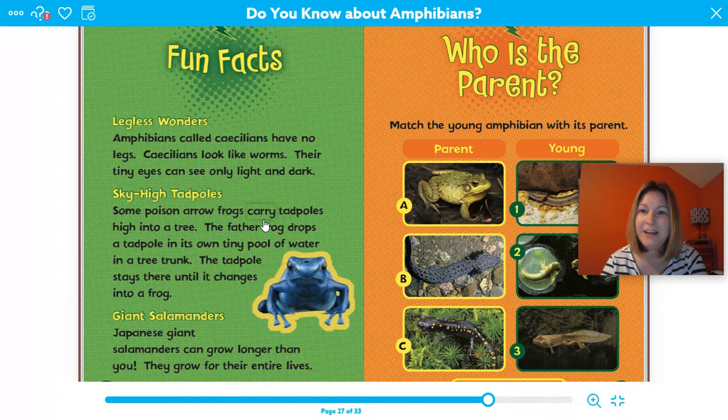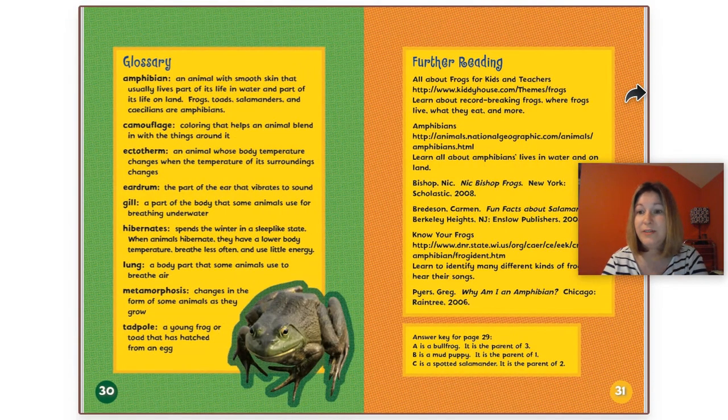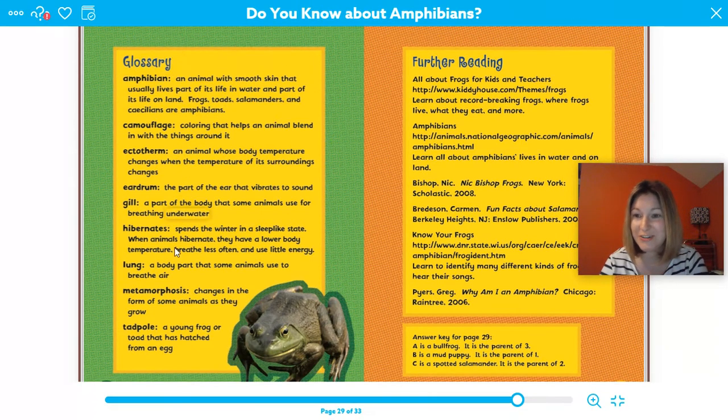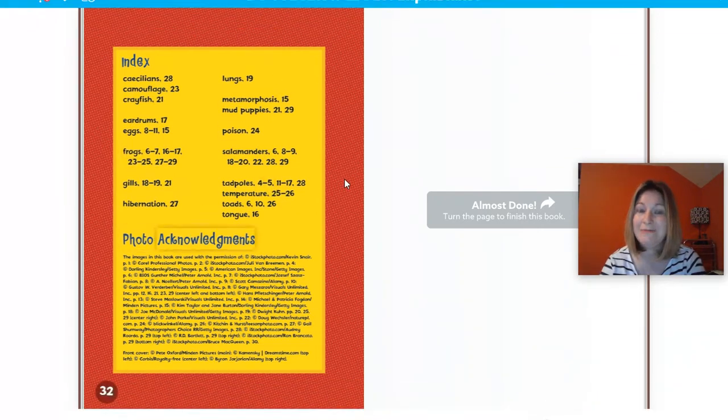So we've got some fun facts and some games to play. Again, you can always read this in Epic if you're interested. We've got the glossary that we talked about with definitions for some of these important words, such as gill, a part of the body that some animals use for breathing underwater. And then some of the same words are in the index, but it tells us the pages where we can find those.